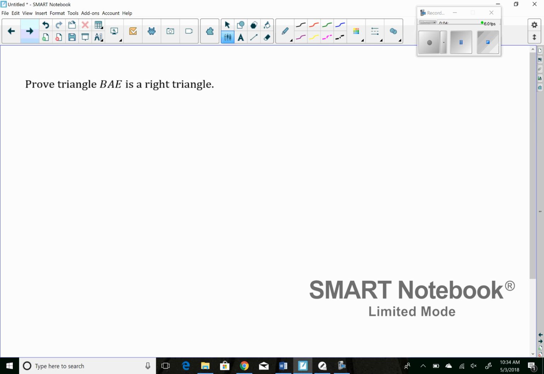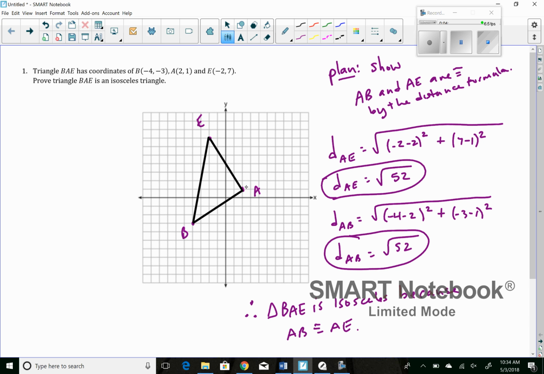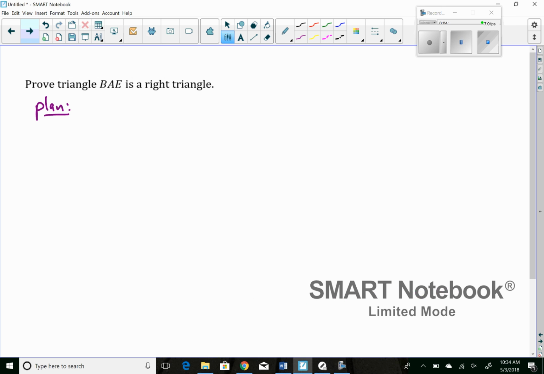The next part of this question asks to prove that the triangle ABE is a right triangle. So to prove it's a right triangle, my plan is going to be to show that two of those segments are perpendicular. I just have to figure out which ones. So it looks like it's the same segments, AE and AB. So I'm going to use slope to show AE is perpendicular to AB. So I need to find the slope of AE, and I need to find the slope of AB.